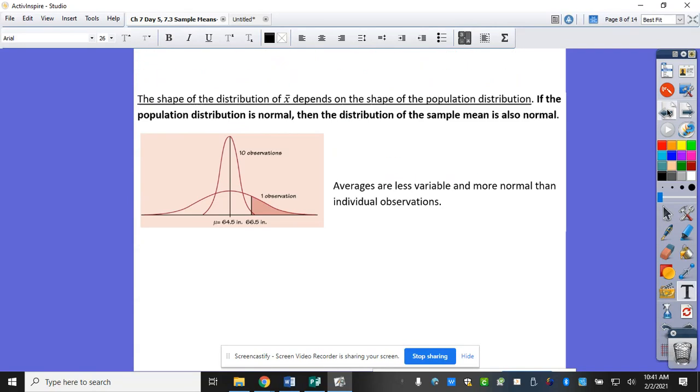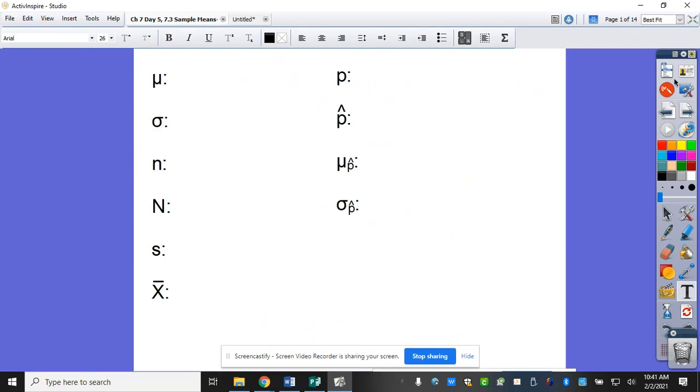So this is the first printout of notes. I wanted to go over these really quick. Not to the point of writing them down, but just literally going over them really quick. The very first one, mu stands for what? Mean of the population, or population mean.